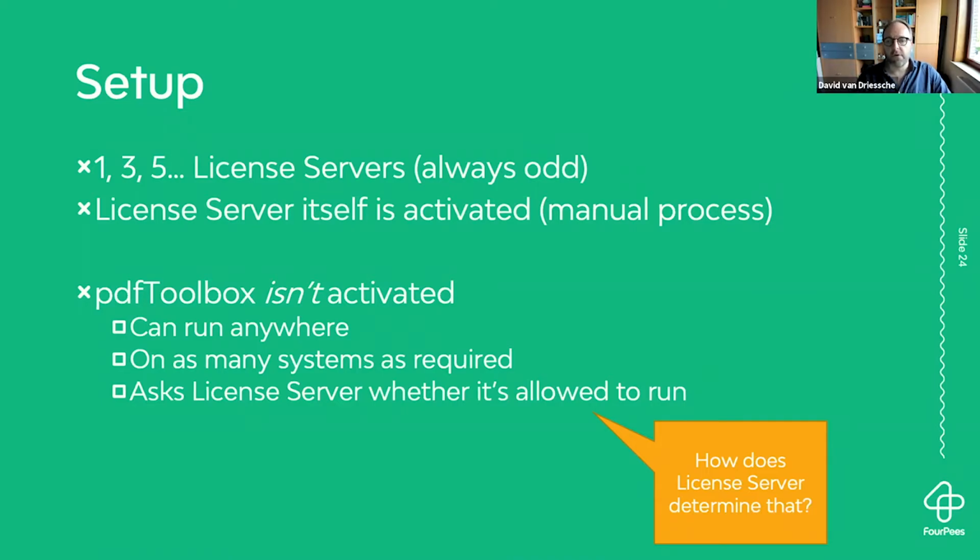With the license server, you have to communicate with a pdfToolbox server somewhere. And pdfToolbox, once it gets a job, is going to communicate with the license server to know whether it is allowed to do what you're asking or not. Okay, so you have a kind of flexibility because you don't have to activate the pdfToolbox, so if you're in the cloud, it's easy. You can shoot a new one very easily, like if it's a Docker container or something like that.